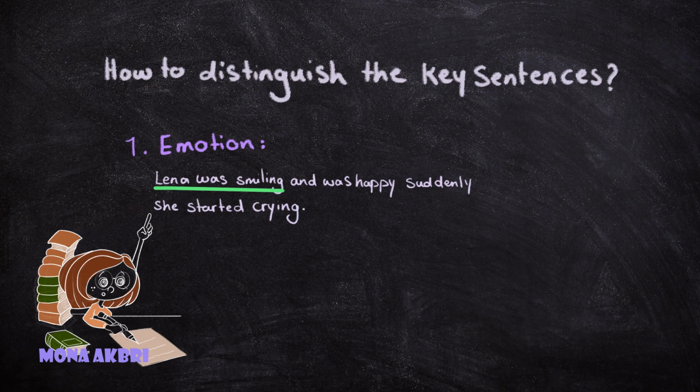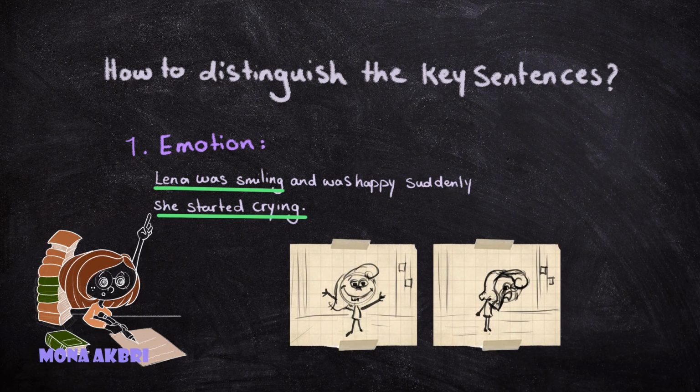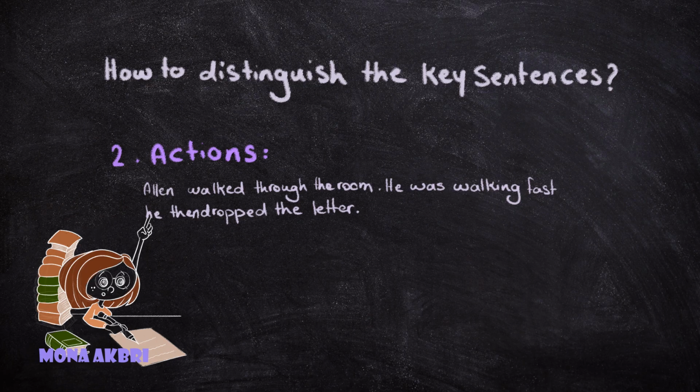Suddenly, she started crying. Okay, we have the emotion transition as well. Transitions are also really important to have a separate window for. If it matters for the storyline, I will emphasize. And here you can see in first window, I have drawn Lena being happy, and in second one, she started crying.